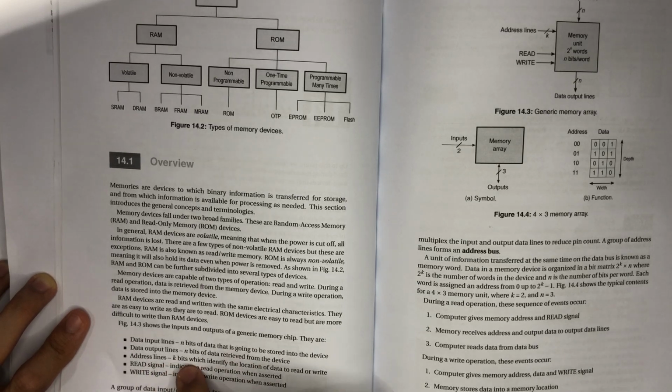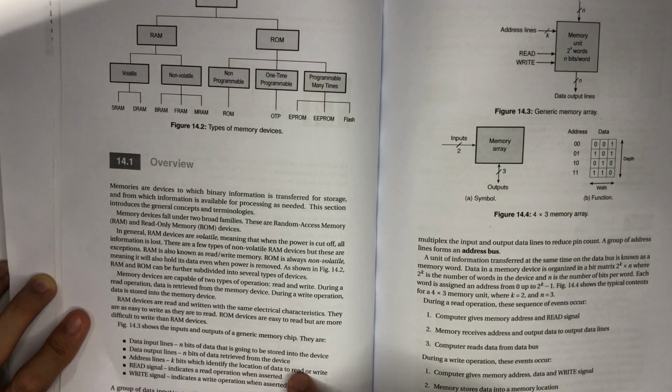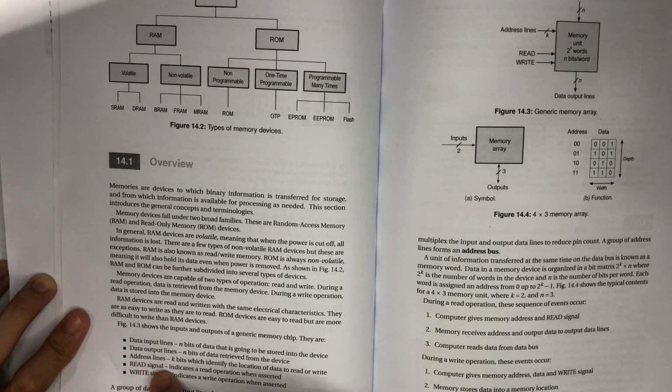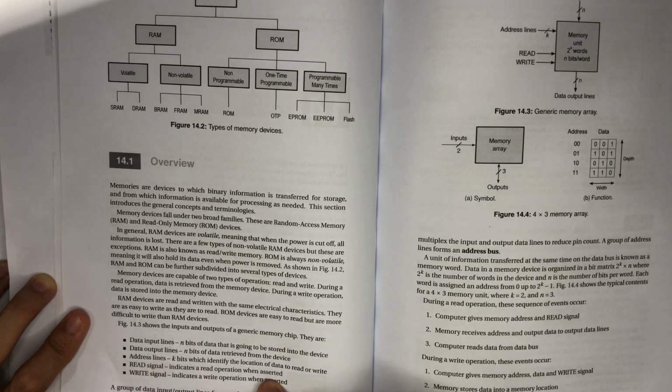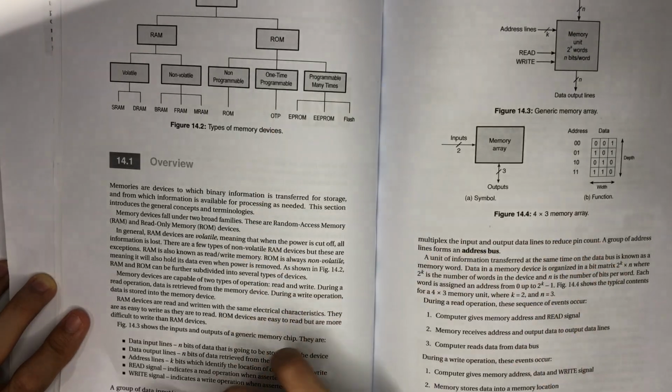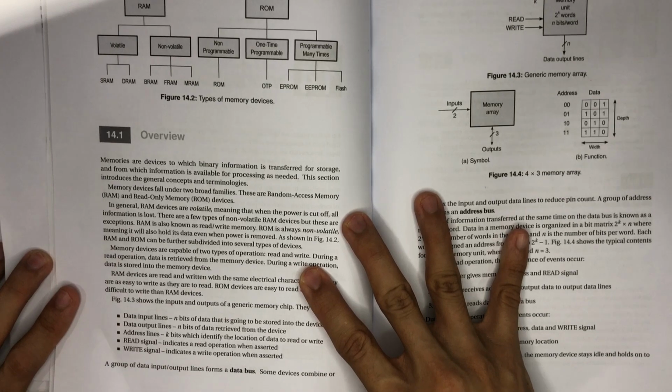Address lines, k bits, identify the location of data to read or write. Read signal indicates a read operation when asserted, meaning it will read the operation. And write signal indicates a write operation when asserted, meaning we're going to write some information.